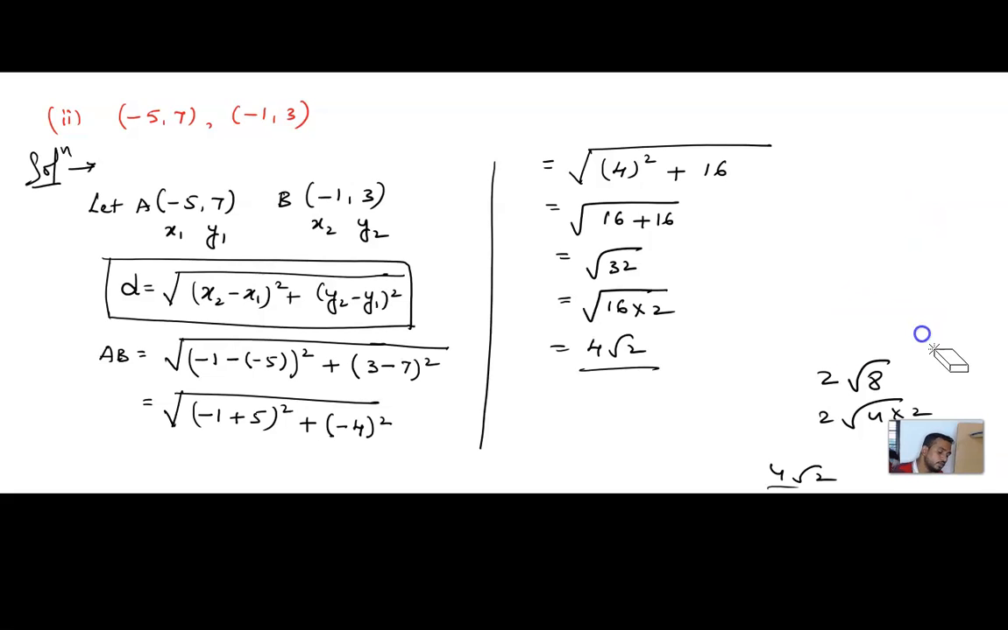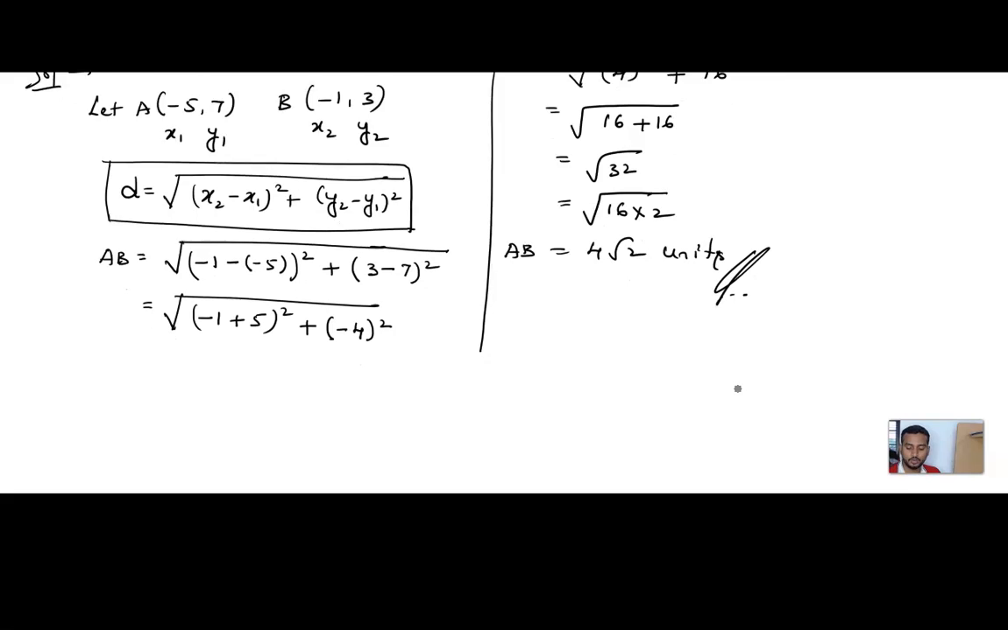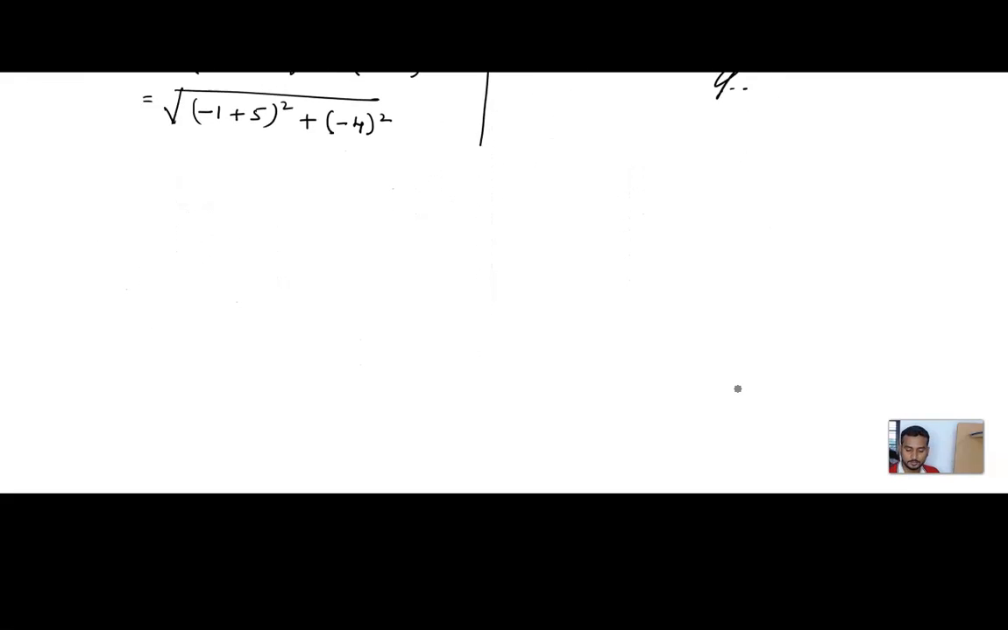Good. So now what we can do here, very simple, that is 4 root 2. Again root 2 we cannot reduce as we have seen in the before case. So AB is equal to 4 root 2 units. Any doubts? Is this clear? Very good. Now we are going to solve option 3 in the same problem number 1.